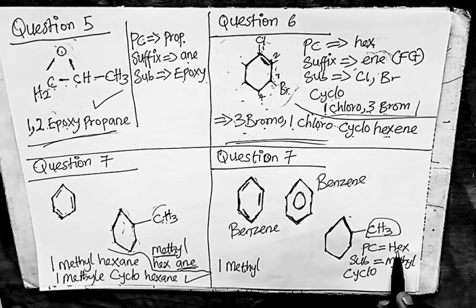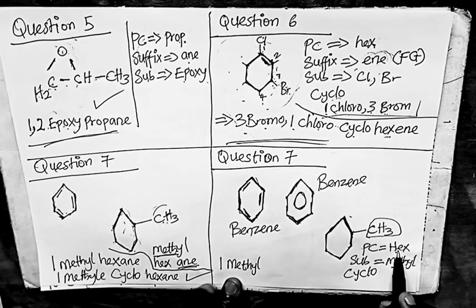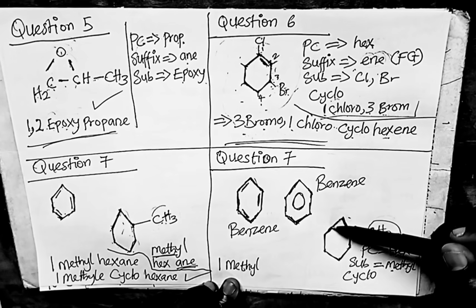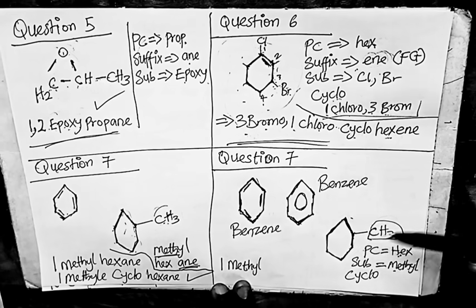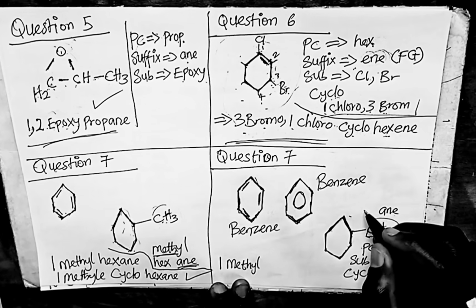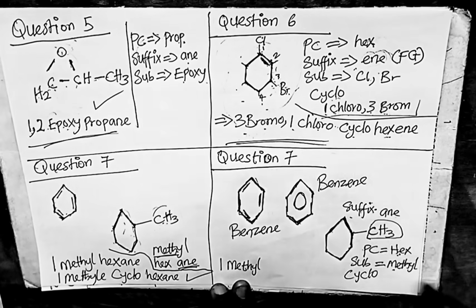Hexane. Okay, so we don't have the prefix yet. How are we going to identify the suffix? Is it a double bond? Is it a single bond? Is it a triple bond? So it's a single bond, no double bond here. So we are going to use "-ane" as the suffix. Okay, suffix is "-ane".